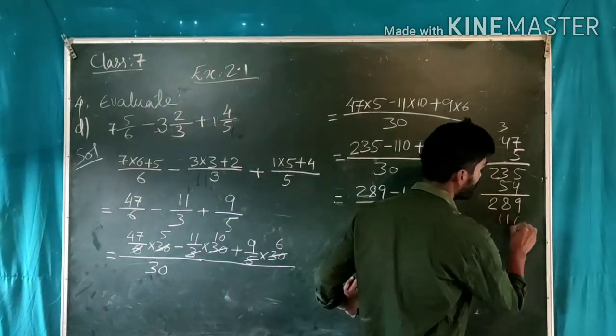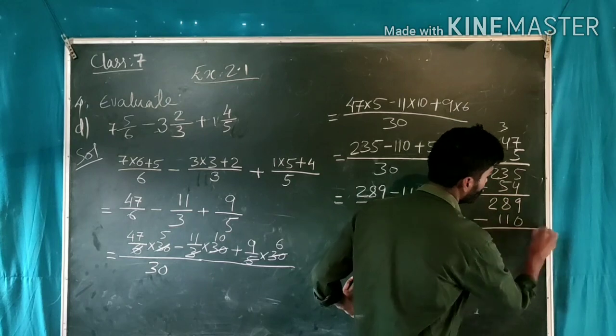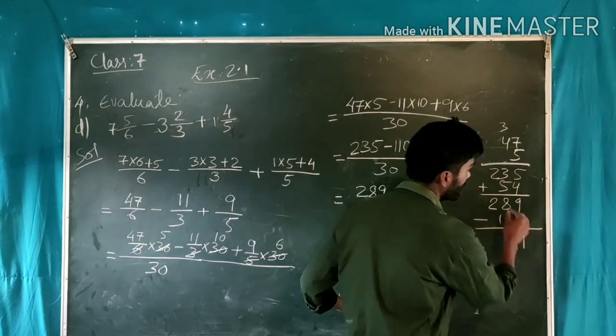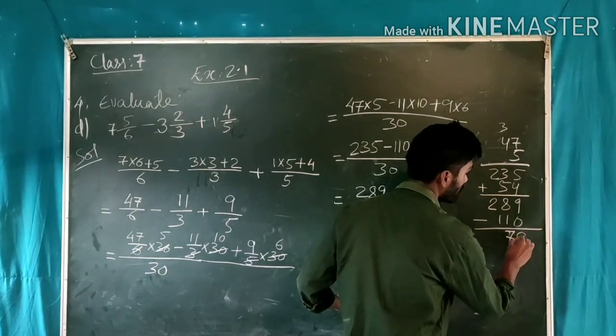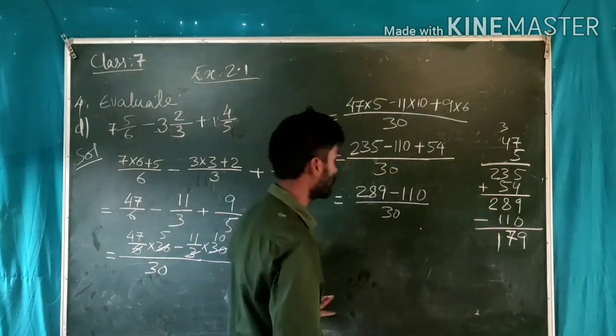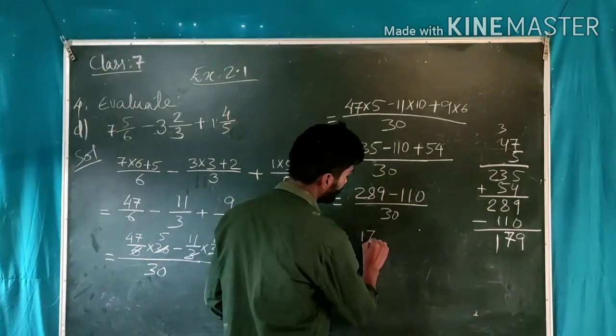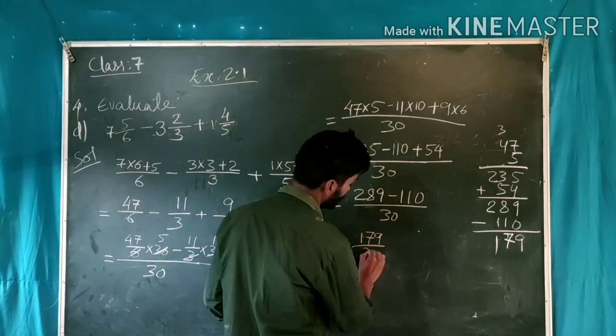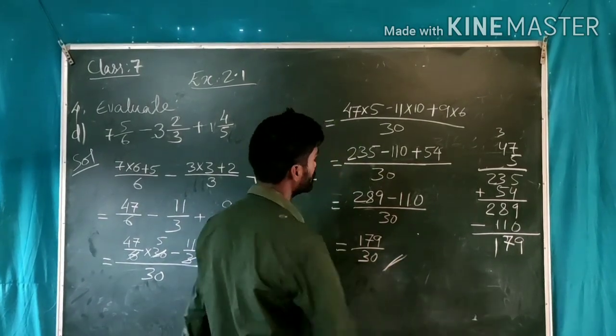289 minus 110. 9 minus 0, that is 9. 8 minus 1, that is 7. 2 minus 1, that is 1. So we got 179 by 30. So this is your answer.